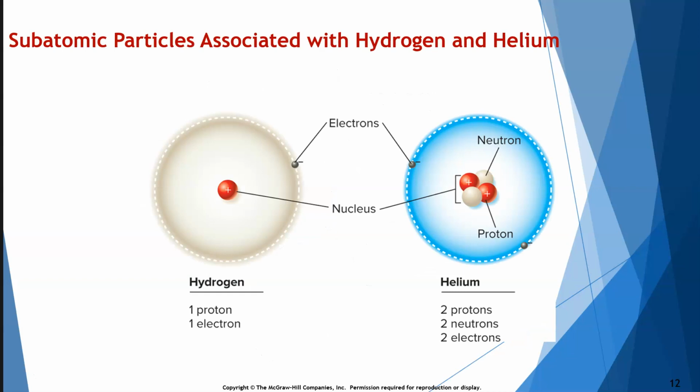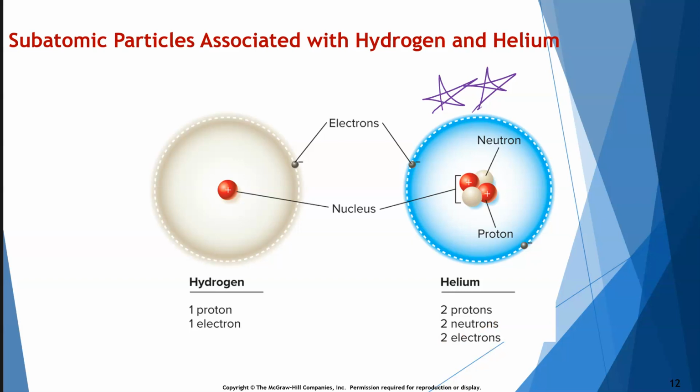Again, this is just showing another image. Let's focus more on helium. It's a better example. And if you look here on the picture, you're going to see, again, if we have 2 positive protons, we have 2 negative electrons. And in this case, we also have 2 neutrons as well. So helium is an example of 2 protons, 2 neutrons, 2 electrons.